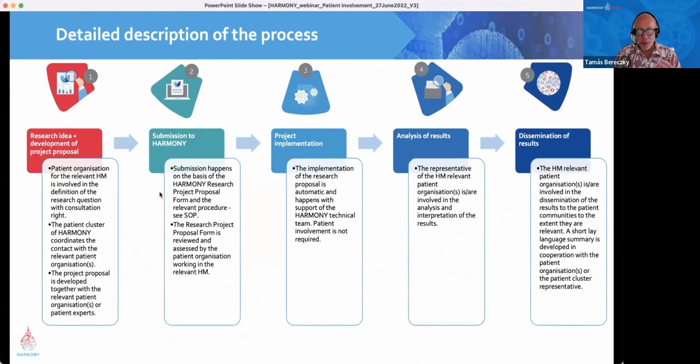And here, what the SOP envisages is consistent involvement of the patient representatives from within the patient cluster in every single step of this process. So we argue that the patient organization for the given hematologic malignancy should be involved in the definition of the research question with the consultation right. We acknowledge that the patients should not have the ultimate decision right about what you would like to research on, except if the research proposal comes from the patient organization, and that's being done.